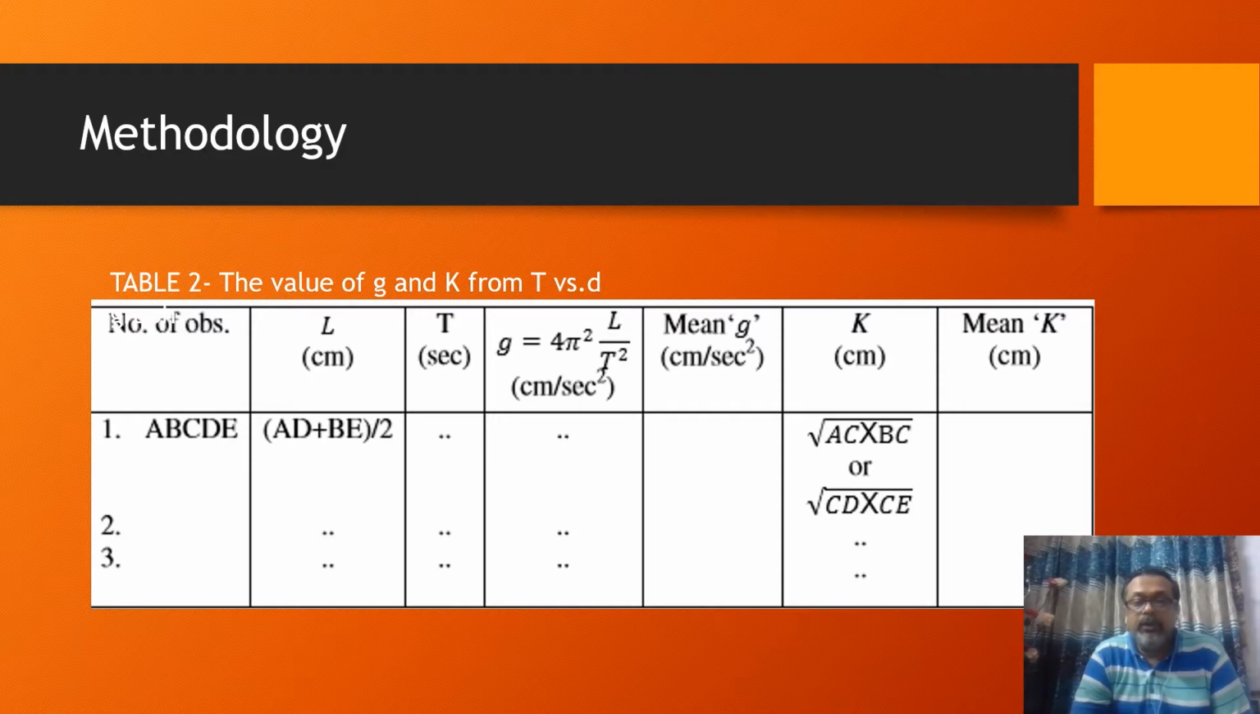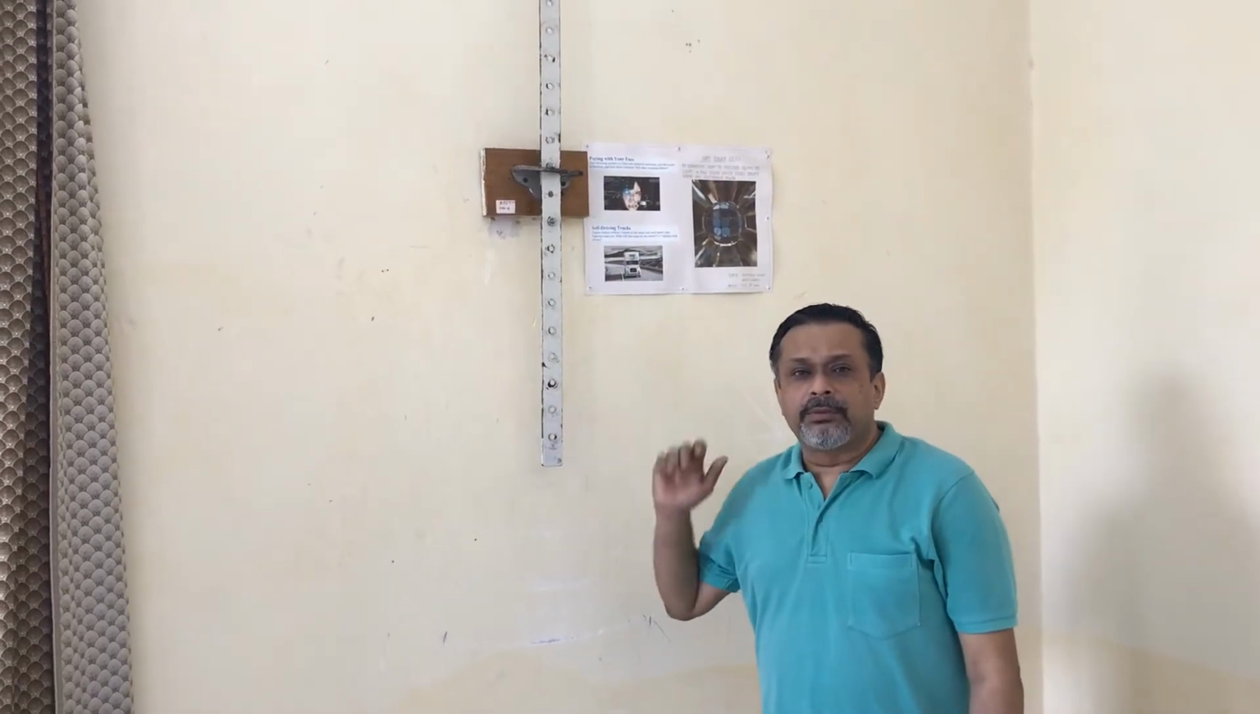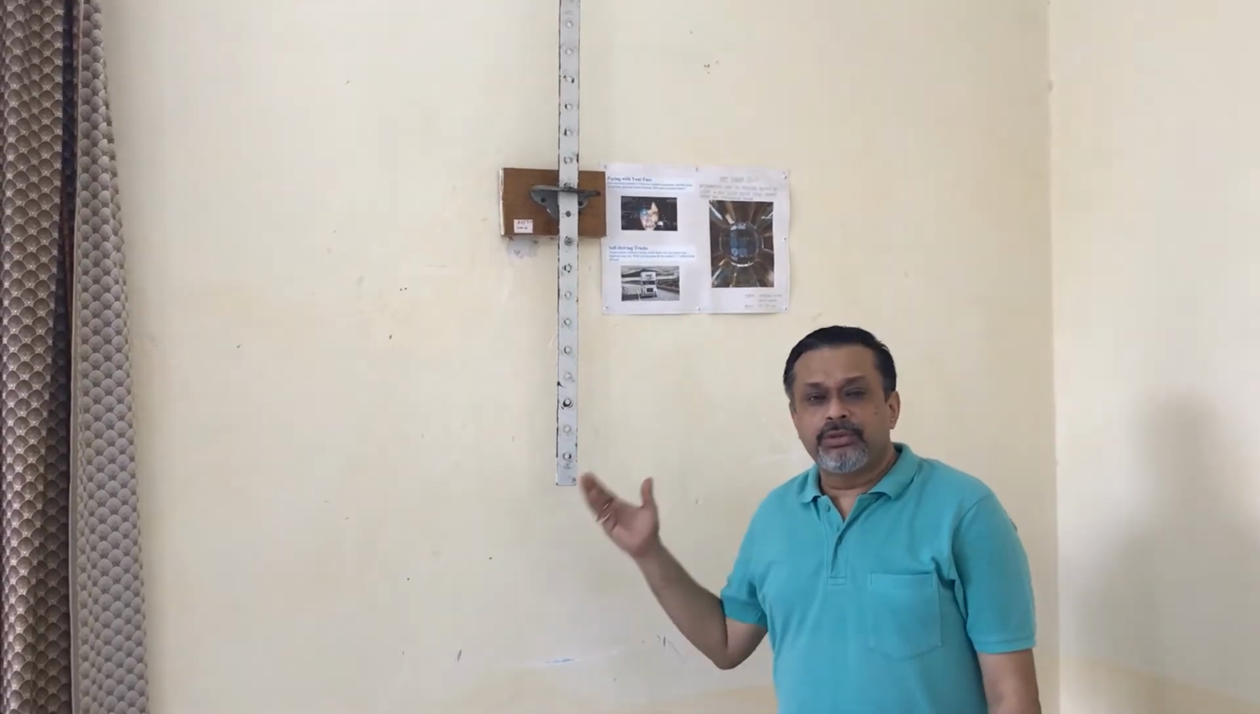Also, the radius of gyration can be calculated, which is k equal to under root of AC cross BC, or it can be under root of CD cross CE. This has to be calculated from the graph also. Now I am going to show you the experiment part. This is the bar pendulum experiment, and I am going to show you this experiment here.